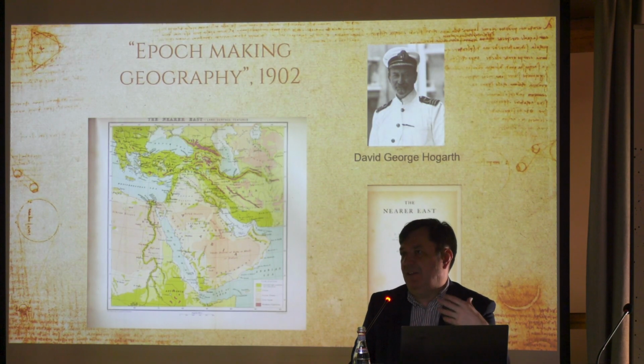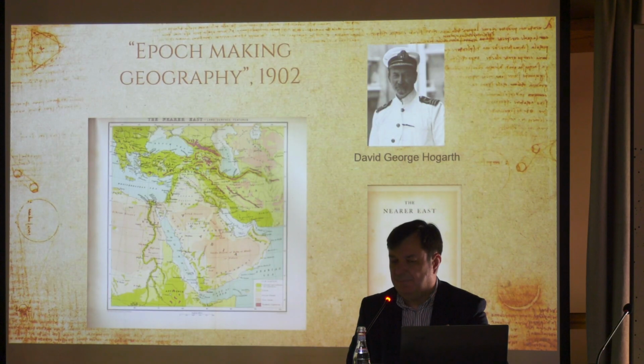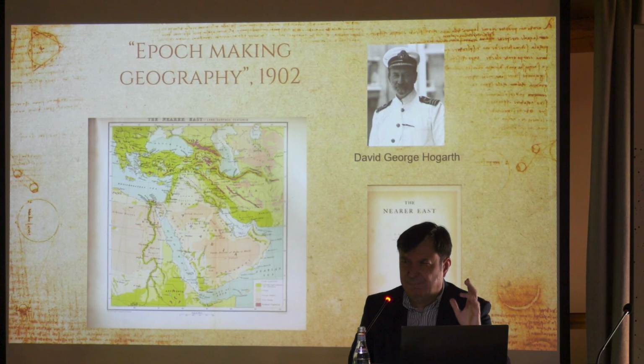And this is the remnant of this way of thinking. So David George Hogarth published this book in 1902 called The Nearer East. And this term is not used anymore. But it's not used only in English. It's used in other languages. Not in all. It's used in Russian, it's used in Slavic languages.